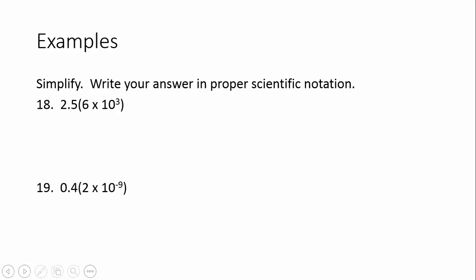A couple more examples. We want to simplify but then write our answer in proper scientific notation. So when you're multiplying a number times another number in scientific notation, we just do 2.5 times 6. 2.5 times 6 is 15, and we copy times 10 to the 3rd. But it needs to be in proper scientific notation. 15 is not between 1 and 10, so if the decimal place is back here, we need to move it 1 to the left. That gives us 1.5 times 10.